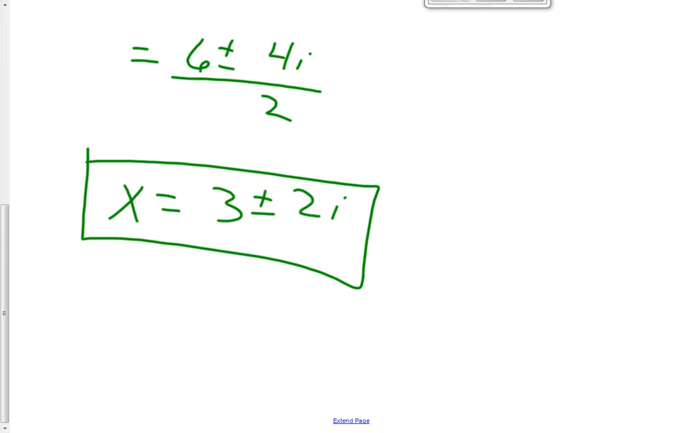Hopefully the quadratic formula was easy enough for you. All it is is just following that formula and simplifying it correctly. Let me know if you have any questions on that when you get to class.